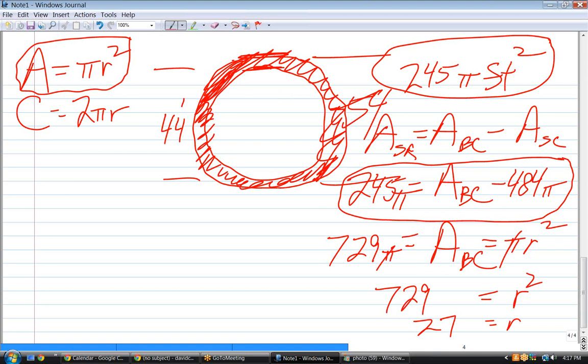Oh, okay. Okay? In other words, the top diameter is 54, and the small diameter is 44, so it's got to be 5 here and 5 there. Okay? All right.